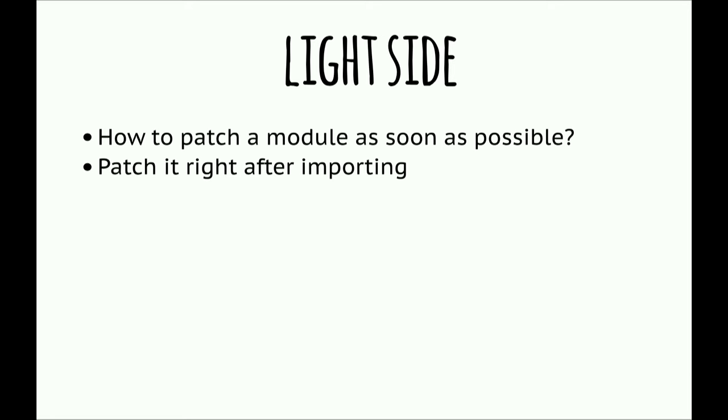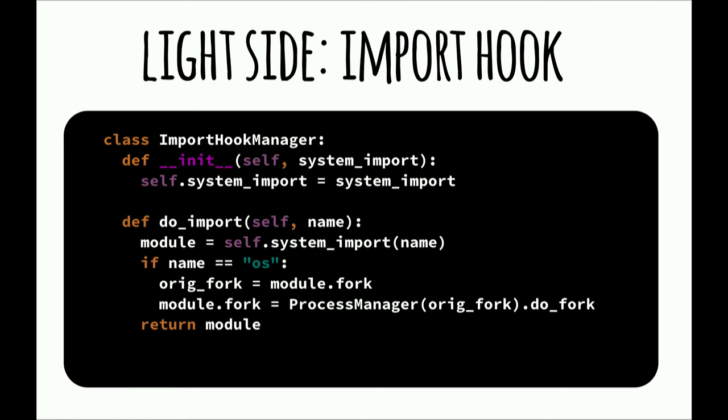In the previous example, we patched the os.fork function, but what if we want to patch some module as soon as possible? As soon as possible means right after importing. That's why we need to create an import hook. This is the import hook manager class, and it looks very similar to the process manager class. It also saves the original import function and calls it inside the patched version of this function.